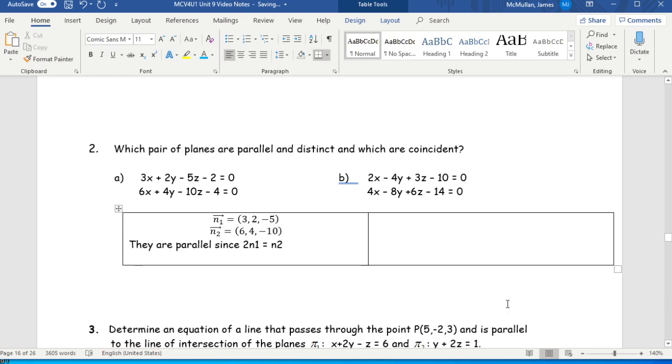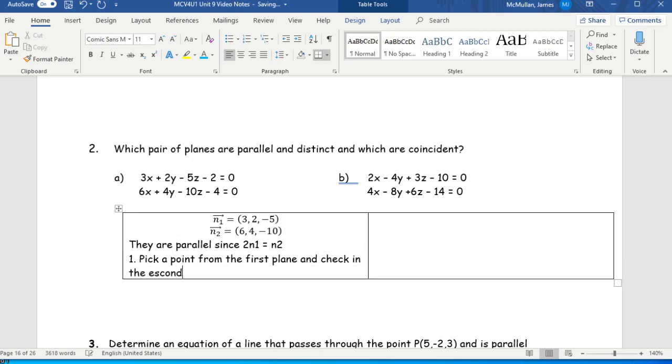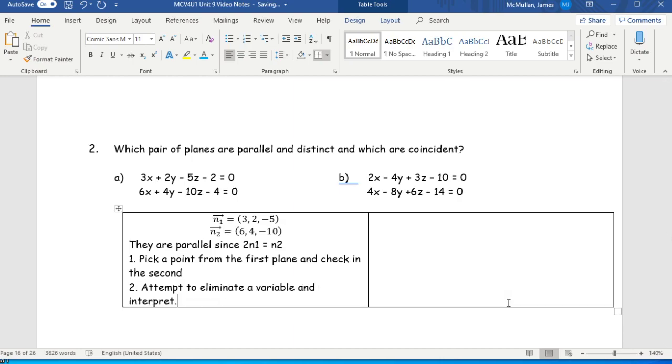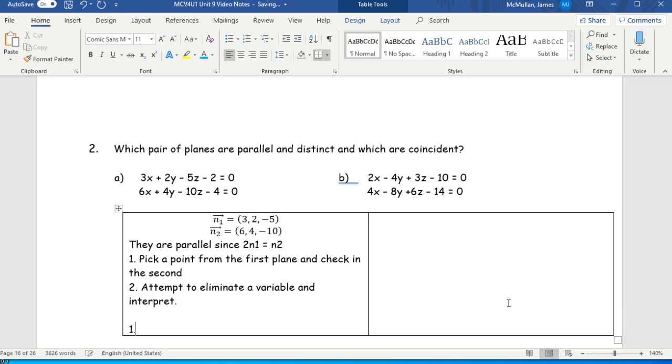Now there's an easy way to do this. All of the ways are easy, but which way you want to do is up to you. You can, number one, pick a point from the first plane and check it in the second. Number two, you can attempt to eliminate a variable and interpret the result. So let's do solution number one.